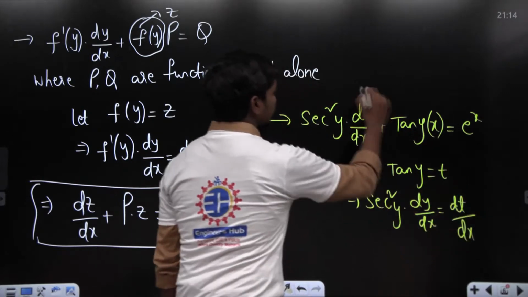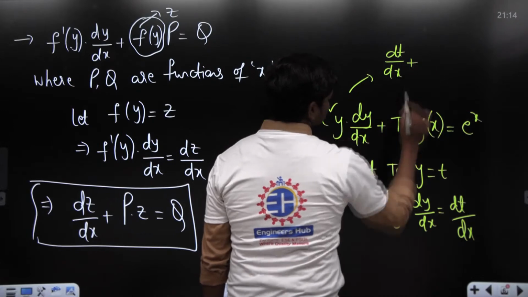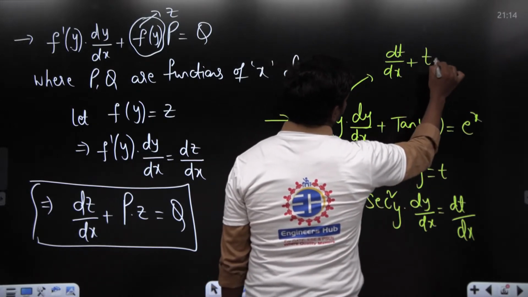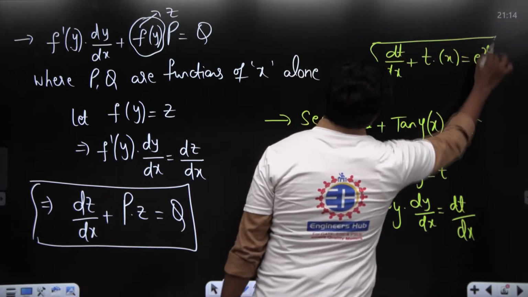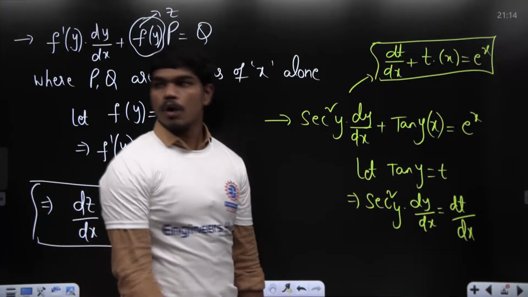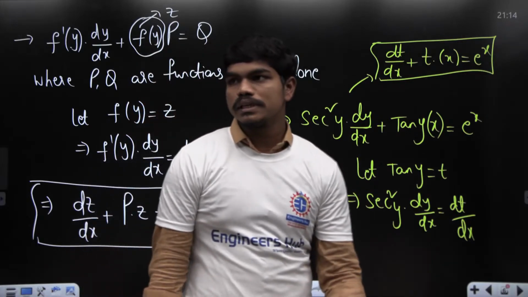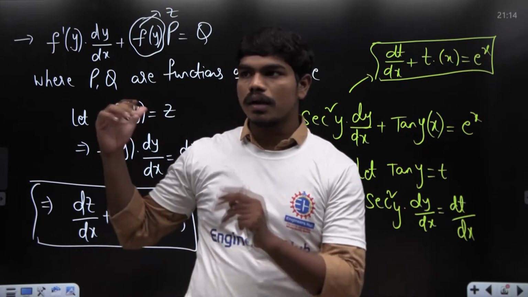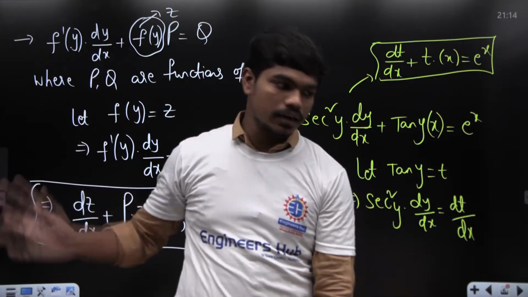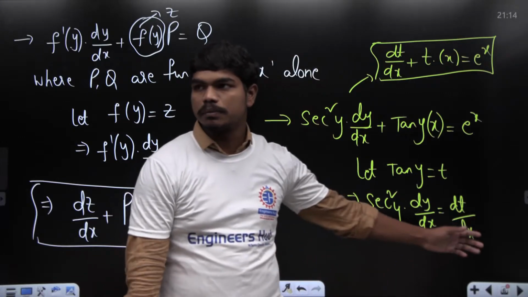So this equation gets converted to dt by dx plus t times x is equal to e power x, which is a pretty simple equation to solve. I hope things are clear for us by this moment. Yes or no? Please respond. Does everyone understand how to convert a couple of non-linear equations of that particular kind to linear equations and then solve them? If you are okay with this, we'll continue with the problems.